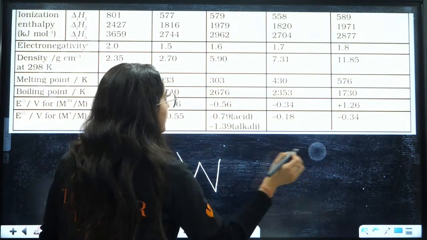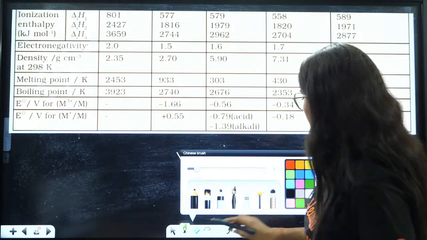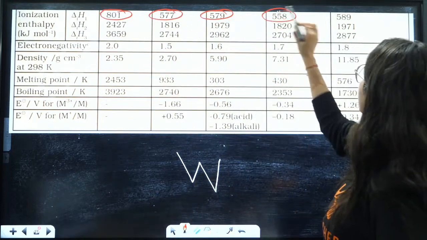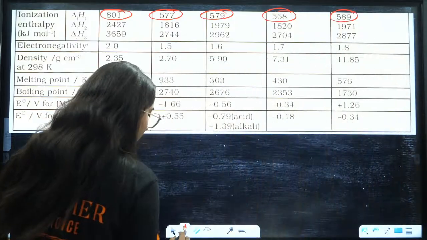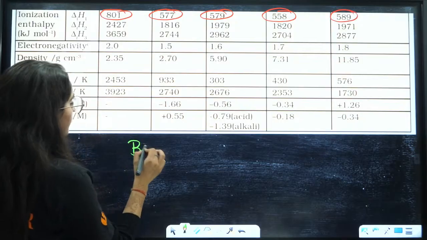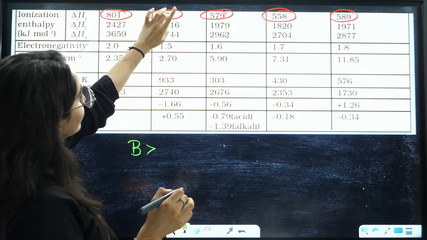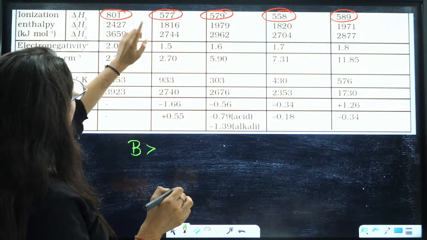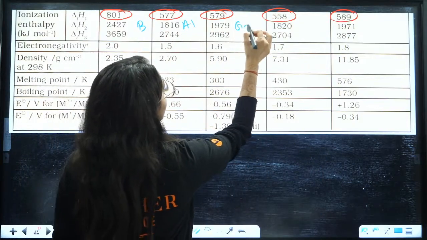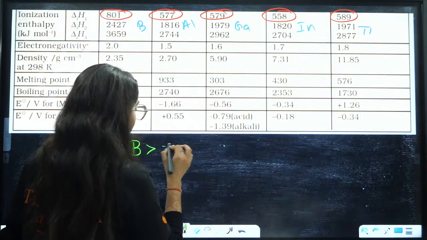Okay. So here, as you can see, this is your boron, right? I'm only talking about the first ionization enthalpy. This is the ionization enthalpy, right? From here, you can write the trend, then I will tell you the trick here. So as you can see, boron has the maximum, right? Then after 801, you have 589, right? Because this is a weird trend, a little bit weird trend.